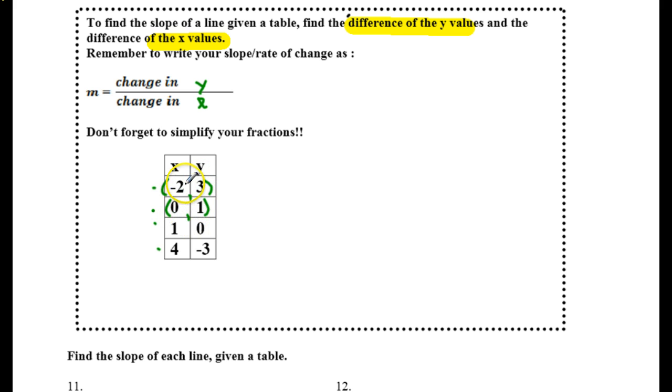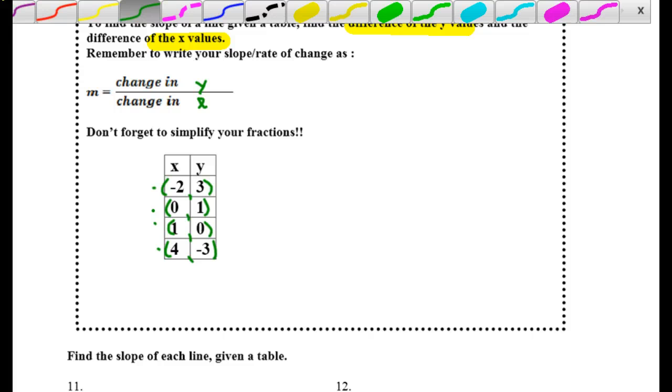So the first point is negative 2, 3. The second point is 0, 1. The third point is 1, 0. The fourth point is 4, negative 3. Okay? So I just have a chart right here. Okay? Once again, I only need how many points? 2. Whether it's a graph or what we just did, all you need is 2 points. So they gave me 4. I can pick any 2 that I want.